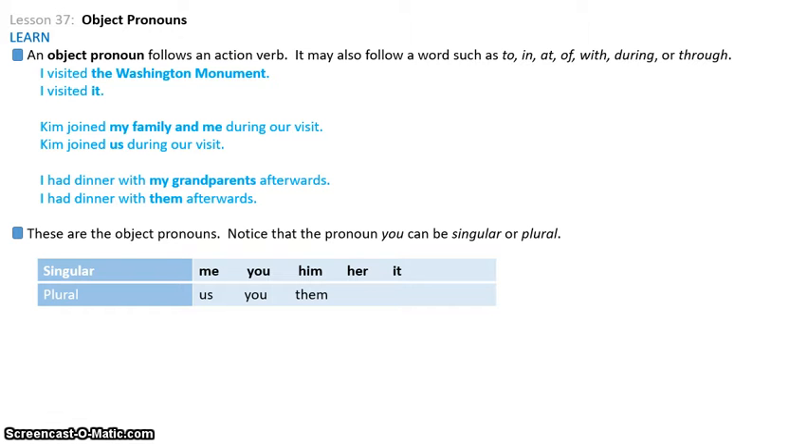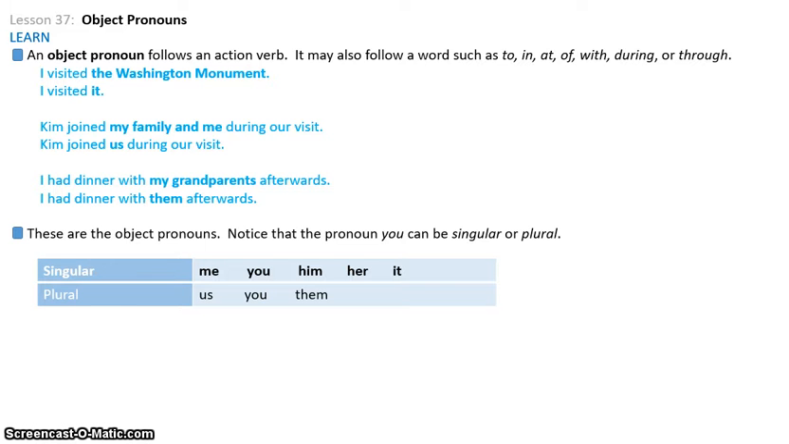Kim joined my family and me during our visit. All right. Now, me is an object pronoun. That's why you don't say Kim joined my family and I during our visit. That's not the correct way to say it. If you were saying Kim and I joined our family, okay, then that would work because that would be in the subject part of the sentence. But me there is correct. Sometimes we think that sounds incorrect, but it's not.